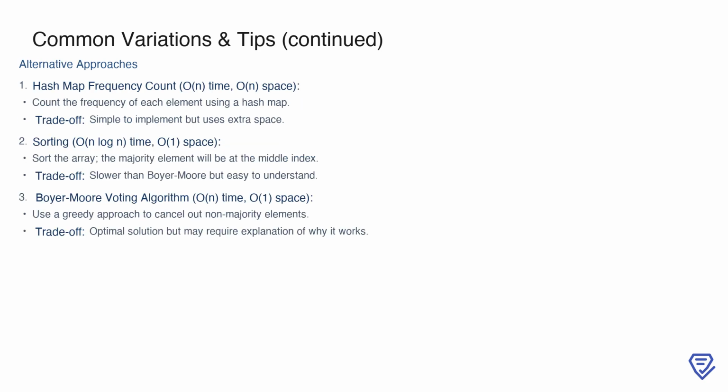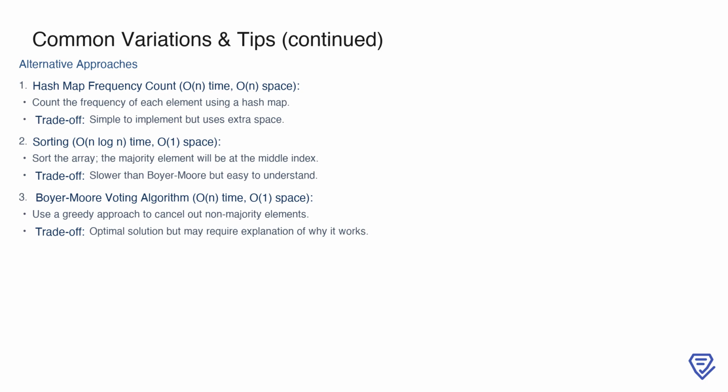Finally, let's consider some alternative approaches to solving the majority element problem. One common method is using a hash map to count the frequency of each element. This approach runs in O(n) time but requires O(n) space. While it's simple to implement, the extra space usage can be a drawback. Another approach is sorting the array. Once sorted, the majority element will always be located at the middle index. This method is intuitive and uses O(1) space, but its O(n log n) time complexity makes it slower than other options.